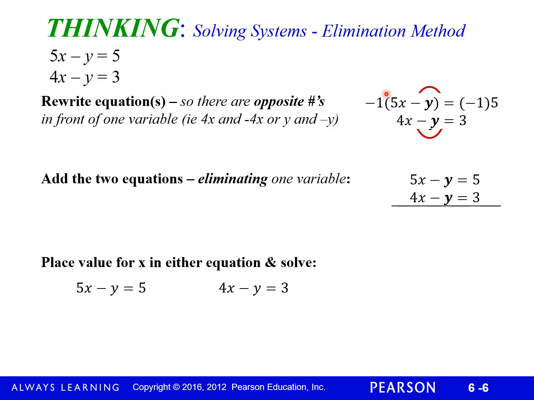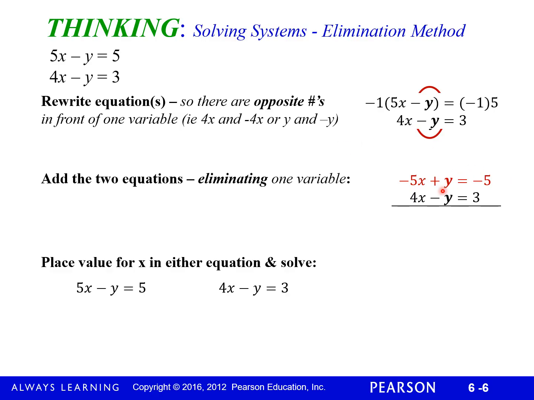So I'm going to take the top equation, I'm going to multiply it by -1, and so I get -5x plus y equals -5. Do you see how I've changed that equation? All I did was multiply the entire first equation by -1. It's still true. Now, why did I do that?